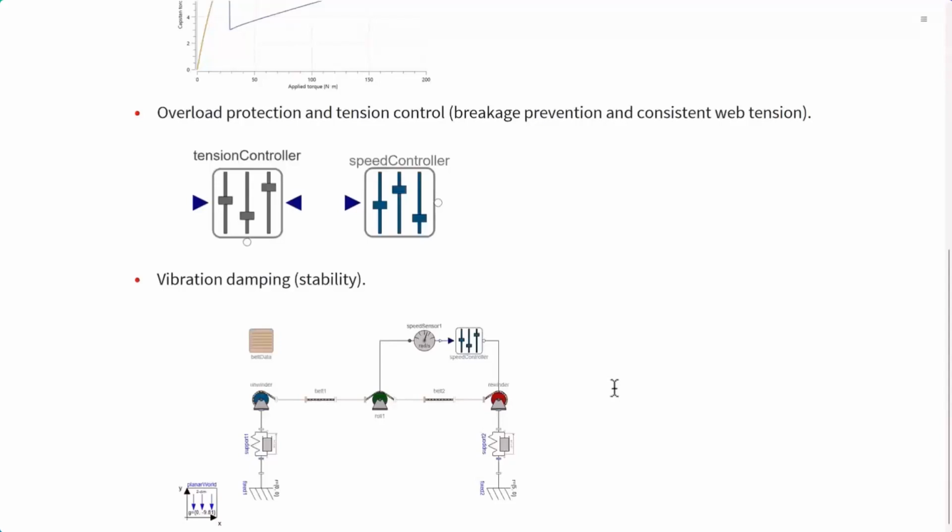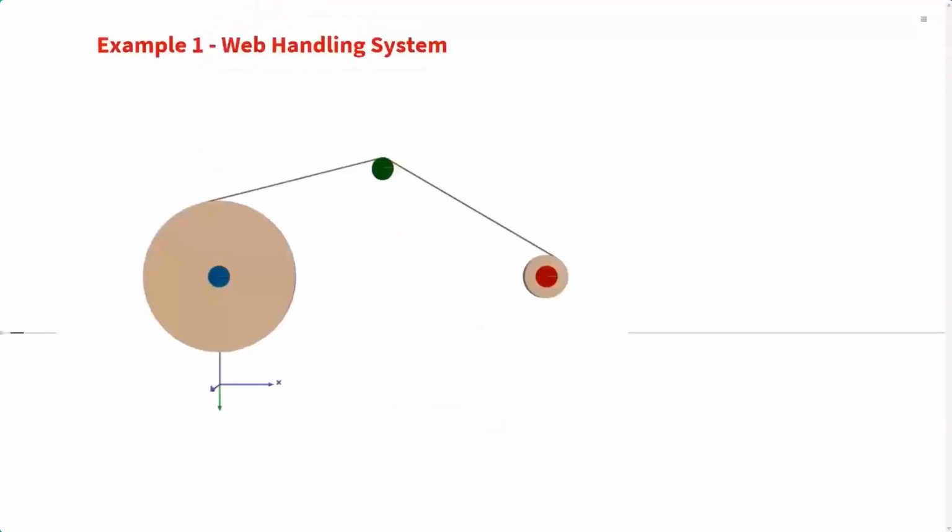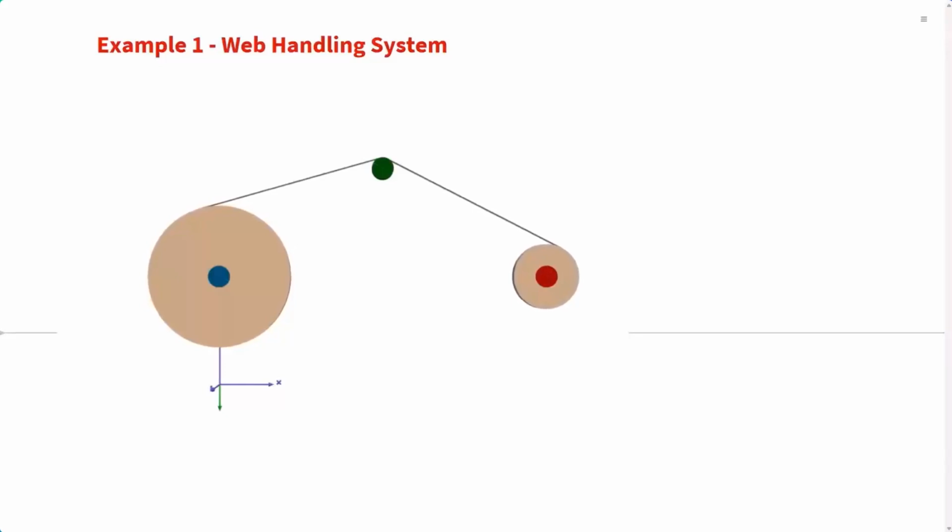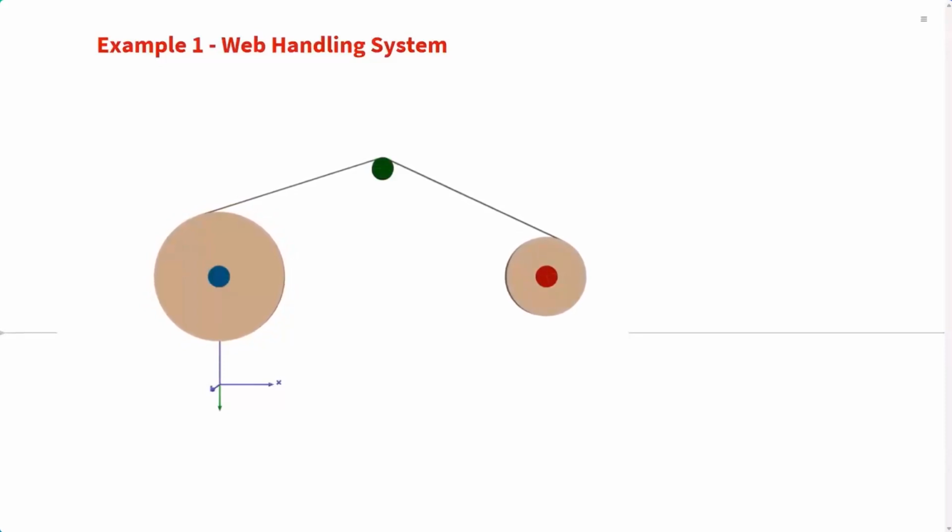Okay then, let's get started with building some examples using the library and explore its features, and see how easily we can model different systems with the library and address the common issues in the roll-to-roll system. Here we see a setup with two rollers, one rewinder, one unwinder. Let's build this using the library.